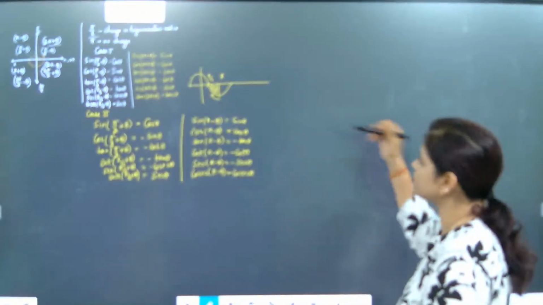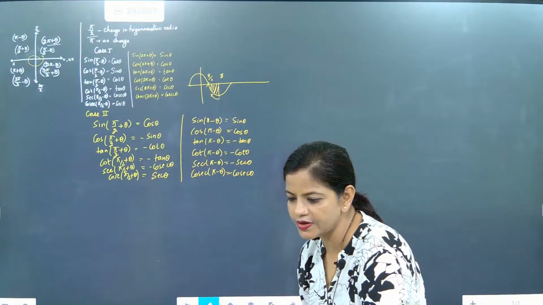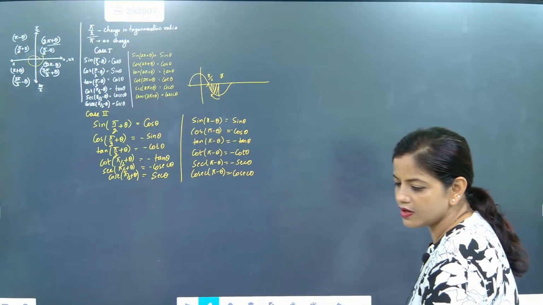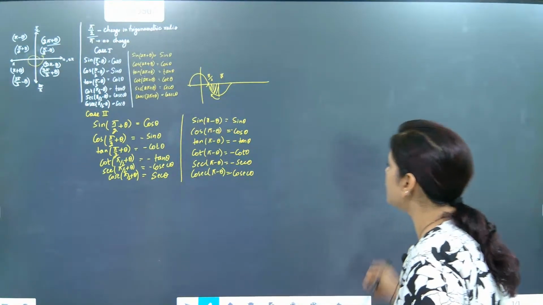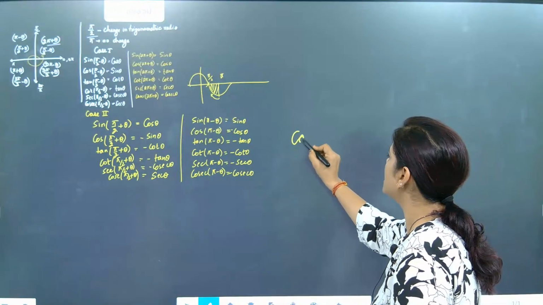So now let's check the next one, beta. Understood, Lucky? Good, beta. Bless you. Now we will go for the next one, beta. We'll go for case 3.